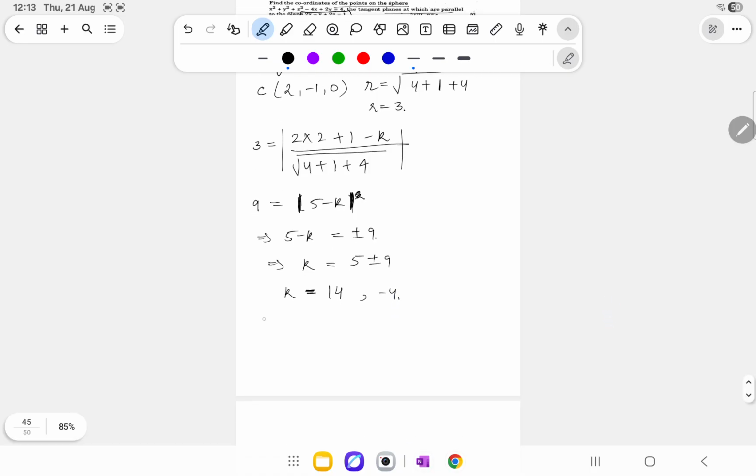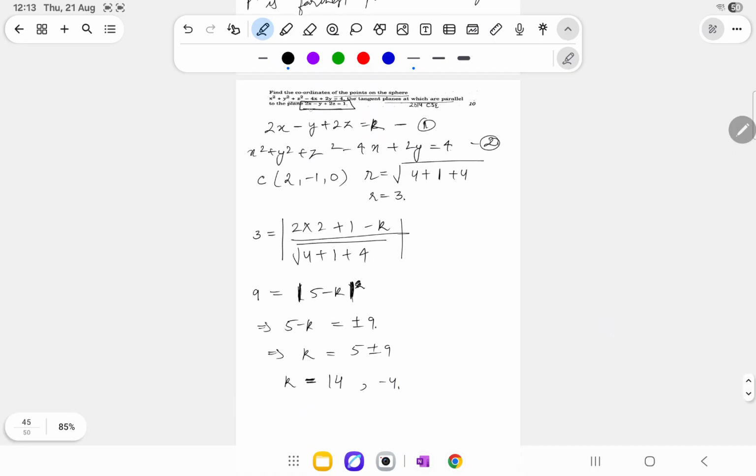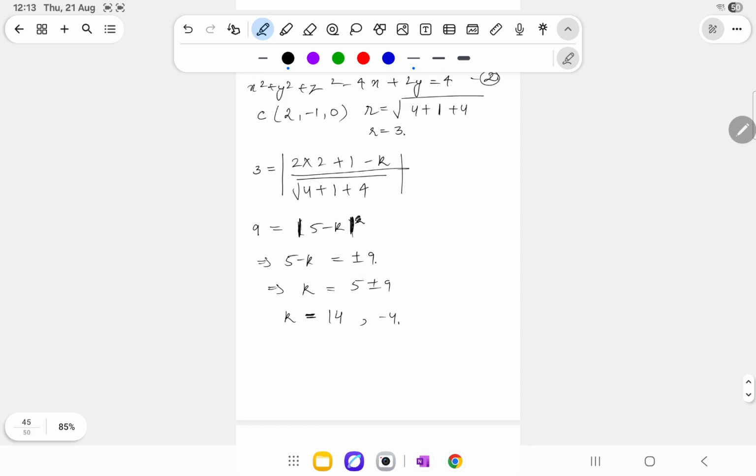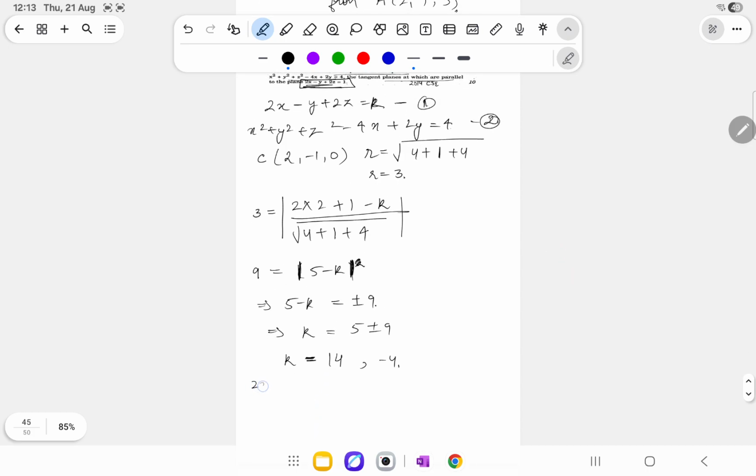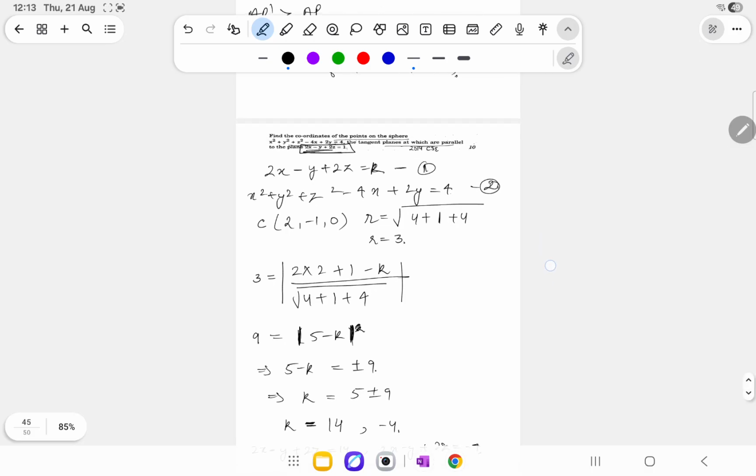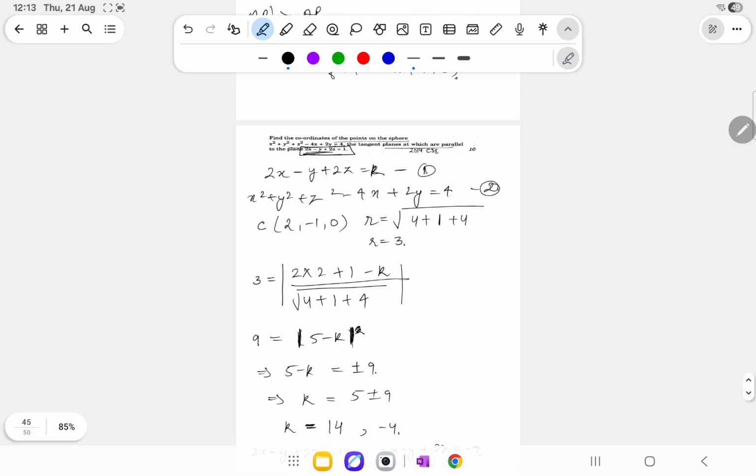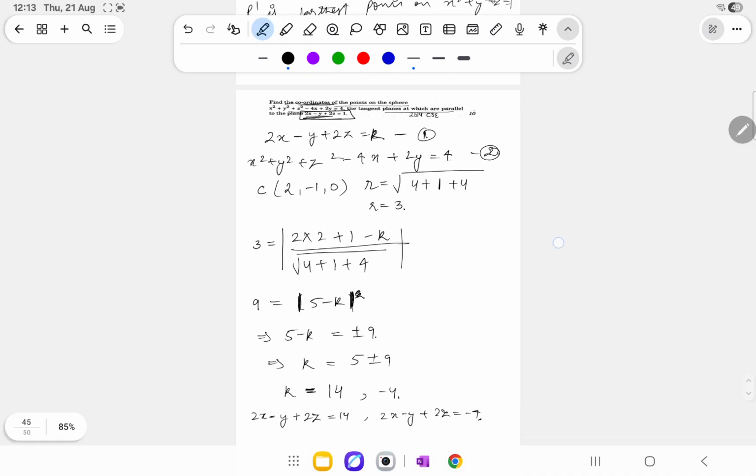So the tangent planes which are parallel to this are 2x minus y plus 2z equals 14 and 2x minus y plus 2z equals -4. Oh, I guess we are not supposed to find the tangent planes. We are basically supposed to find the coordinates of the point where the tangent touches.